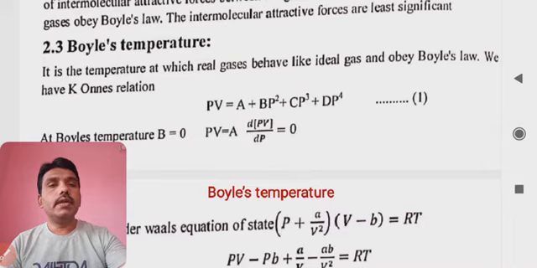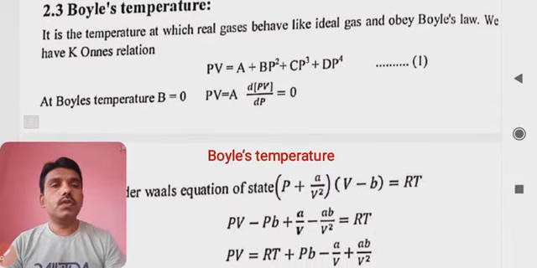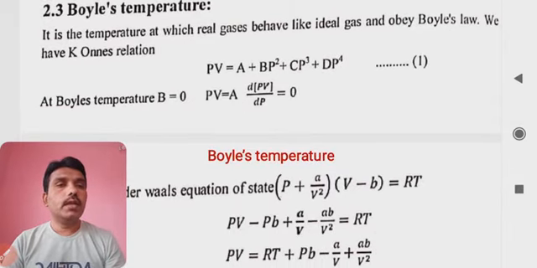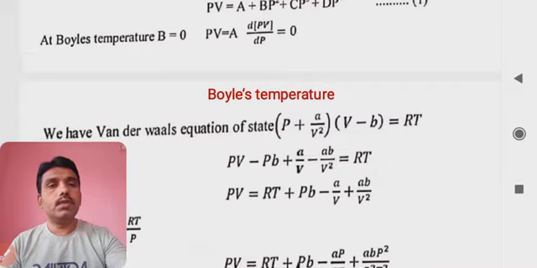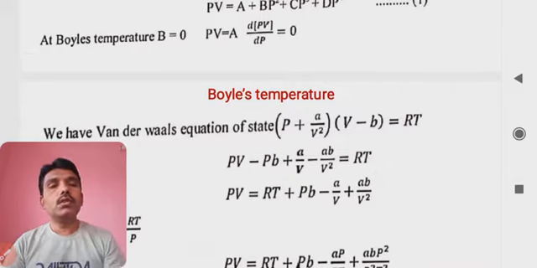At Boyle temperature, b is equal to 0. We know that PV is equal to a constant, so d(PV)/dP is equal to 0 is to be there. So this is the relationship.